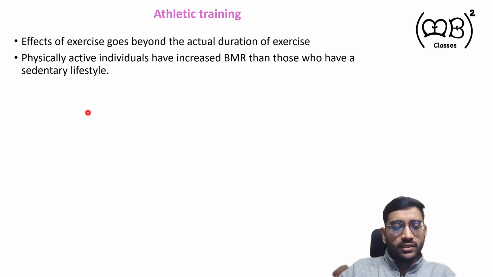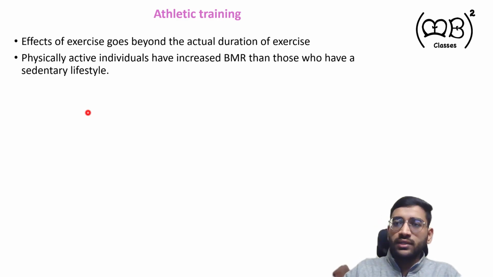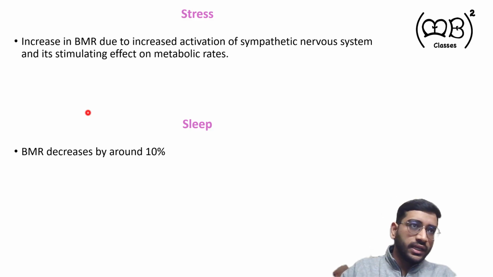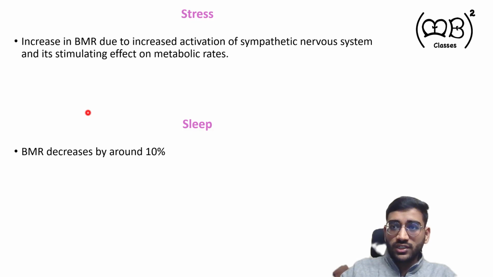Athletic training, like we already discussed, effects of exercise go beyond the actual duration of exercise, and the individuals who are physically more active have more basal metabolic rate. The metabolic rate of the cells is more and they can utilize energy much more than the individuals who have a sedentary lifestyle. Stress can increase the sympathetic nervous system, and like the facultative thermogenesis in TEF, the sympathetic nervous system has stimulating effects on the metabolic rate, and the stress would increase their BMR.